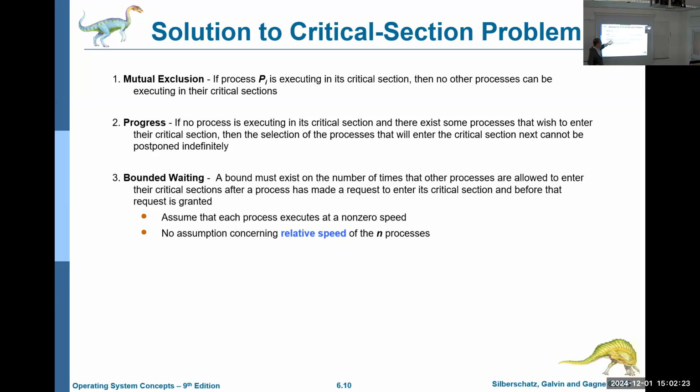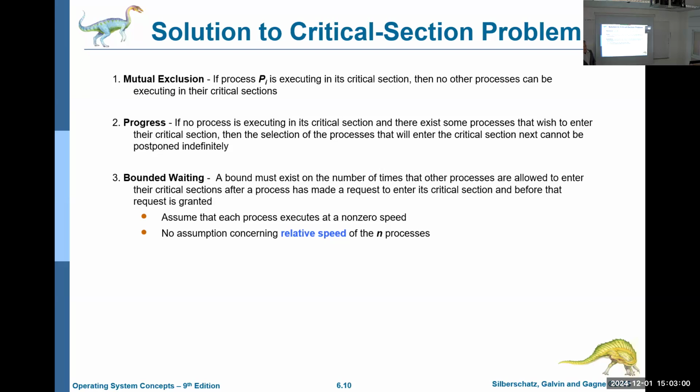Bounded waiting. What is bounded waiting? Bounded waiting means that a bound must exist on the number of times that other processes are allowed to enter their critical section after a process has made a request to enter its critical section and before that request is granted. In other words, imagine a rule that says all red-haired processes get to go into the room first. So black-haired processes may never get in because there may always be a red-haired person at the door. So there's an unbounded wait. A bounded wait would be something like first come, first served.